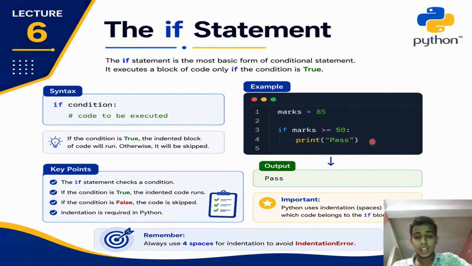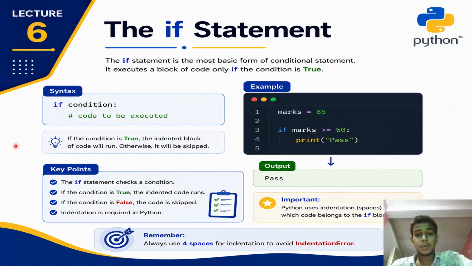Now imagine we have changed the value. Suppose we write marks = 35. Suppose instead of 85 here is written 35. So the condition becomes false. Since the condition is false, Python does not execute the print pass statement. It simply skips the block and moves to the next line of the program. This is the most important thing to remember about the if statement. It runs the code only when the condition is true. If the condition is false, the code inside the if block is ignored.